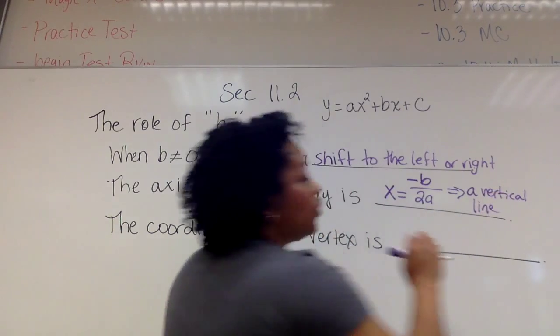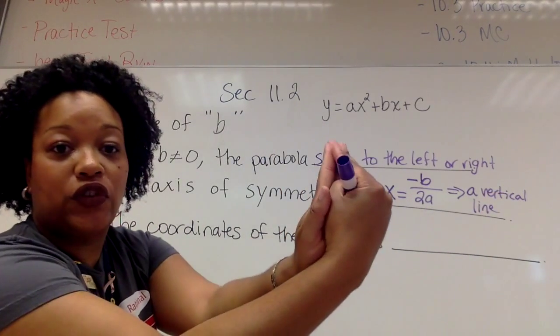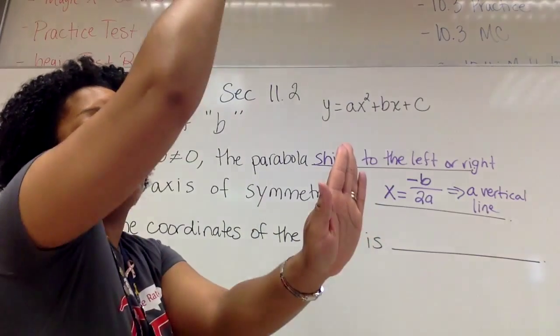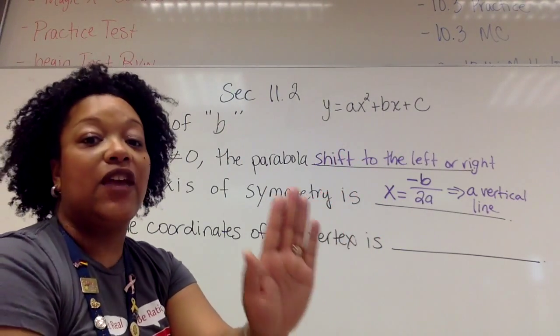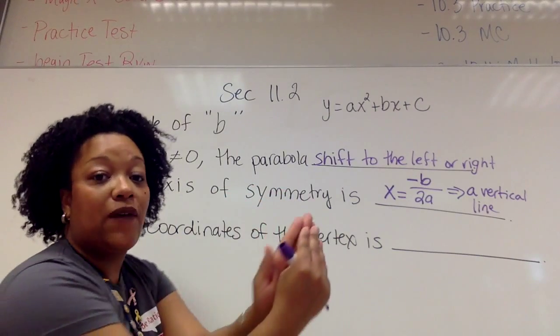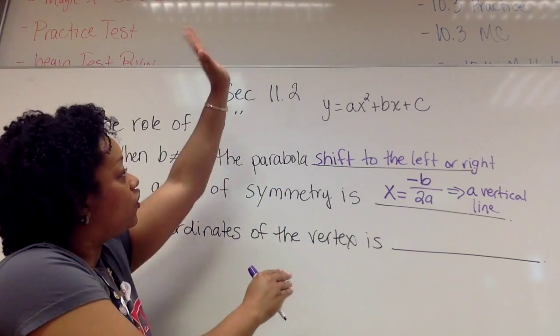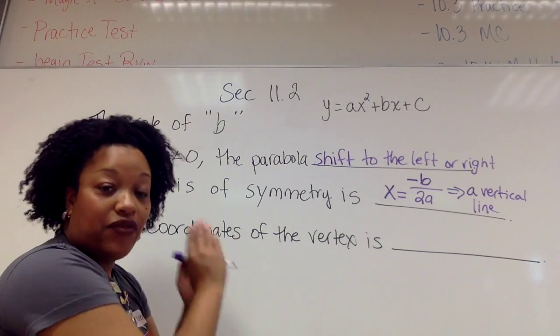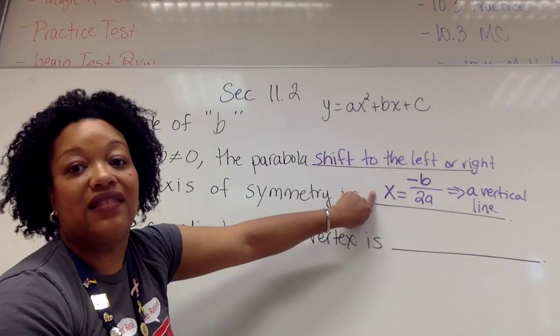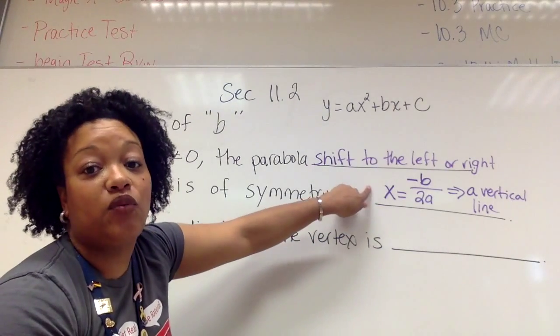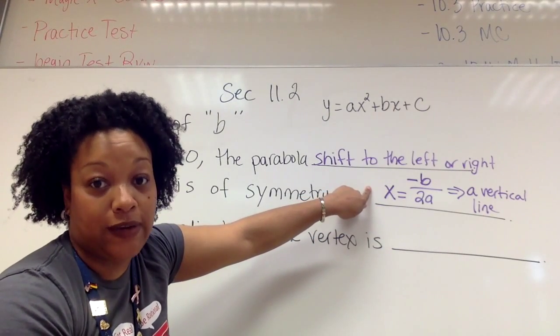So if x equals 5, you shift over to the 5 on the x-axis, draw yourself a dashed line, and that's going to be the middle of your parabola. If x is negative 8, you shift to the left 8 units, draw that vertical line, and that's going to be the middle of your parabola. So this is a line, it is not a point. This is what will be your axis of symmetry.